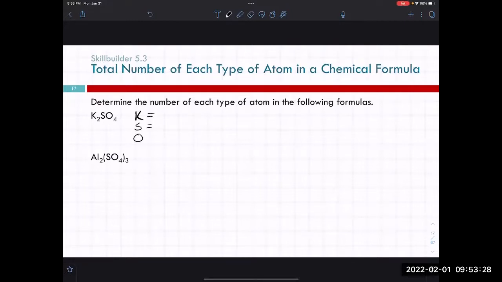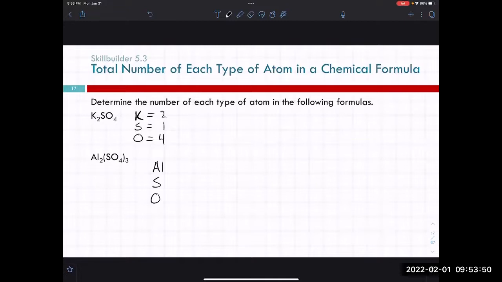So we have 2 potassiums. How many sulfurs do we have? Yep, just 1. And oxygens? 4. This next one's a little trickier. Again, this is a polyatomic ion with sulfate.